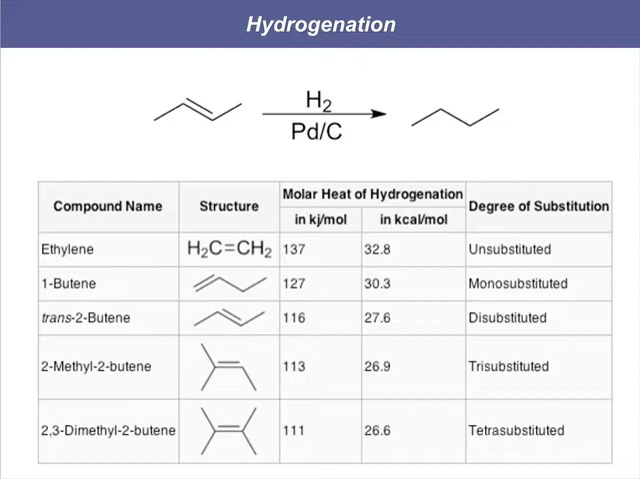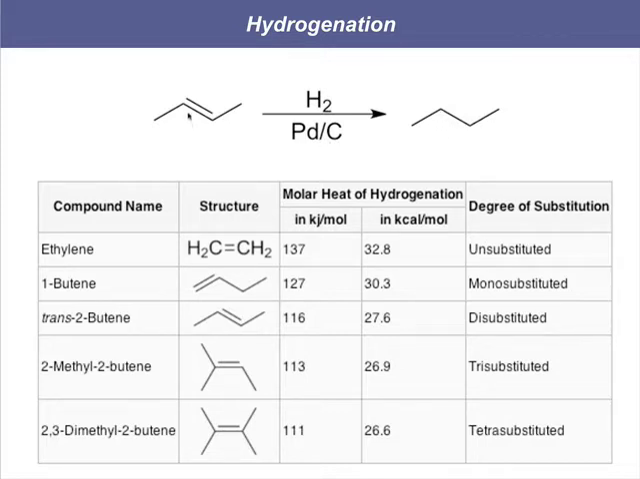This is a hydrogenation reaction where we have a double bond called an alkene that reacts with hydrogen gas in the presence of a palladium on carbon catalyst. Sometimes you might see a platinum catalyst. It's basically the same functionality. But the result of this reaction is that the alkene is reduced to a regular alkane.